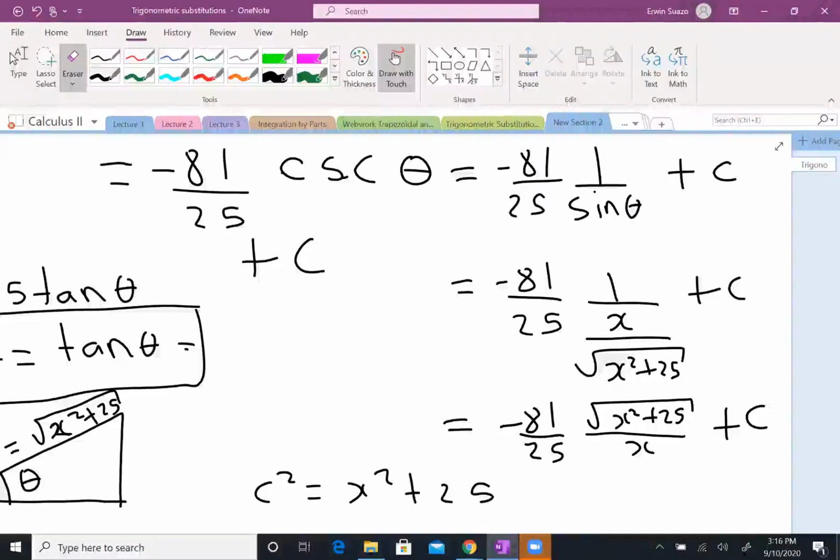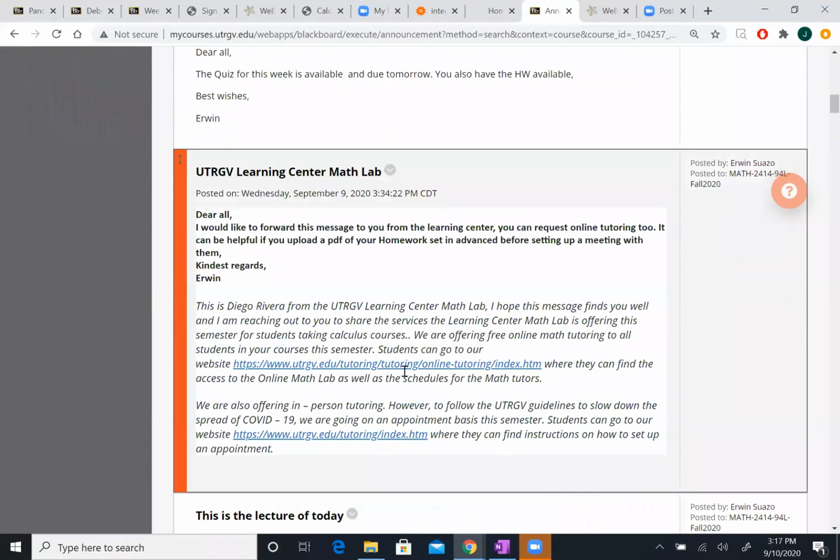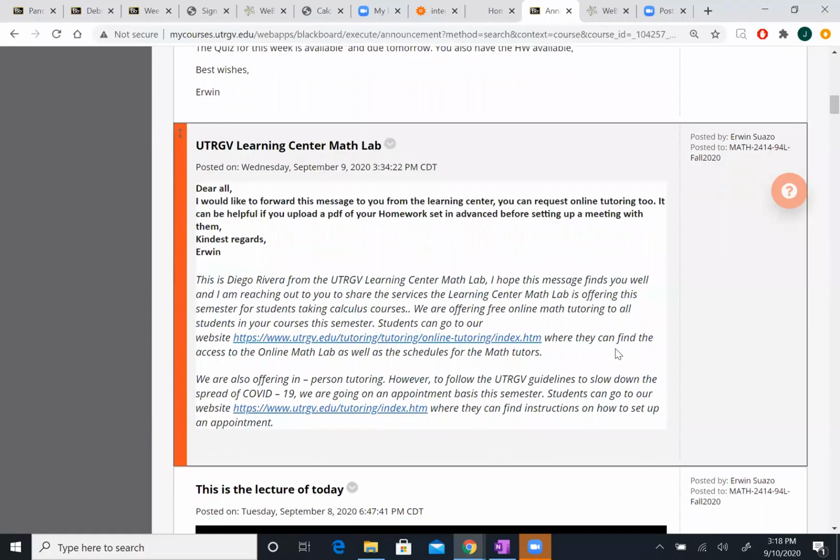Okay, so please be respectful with the chat. Over here, from Diego Rivera, he sent us a message saying you can ask for tutoring online. Just be kind and send the PDF or the question before. Those problems are not easy. If you just show up with the problem, they might struggle. So send them the problems in advance if you can. That will make their life easier and they will probably explain it to you better. And yeah, I think that's it.